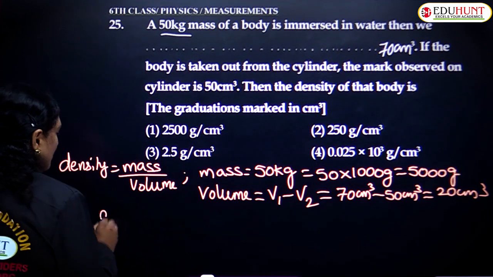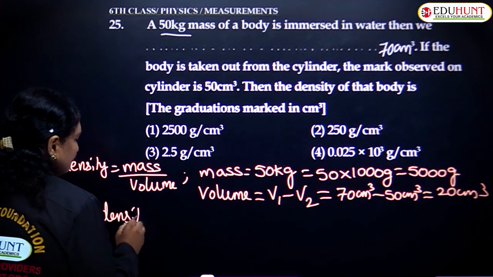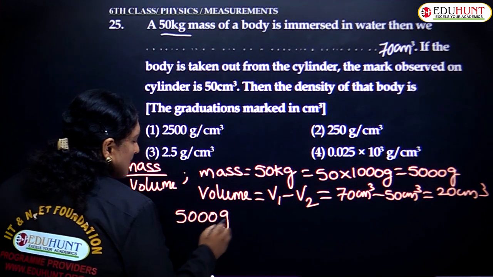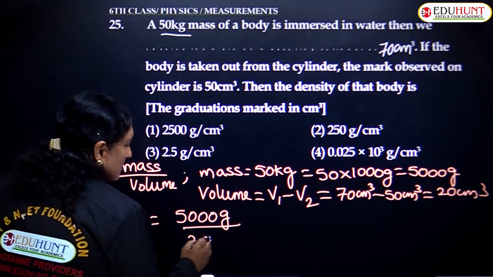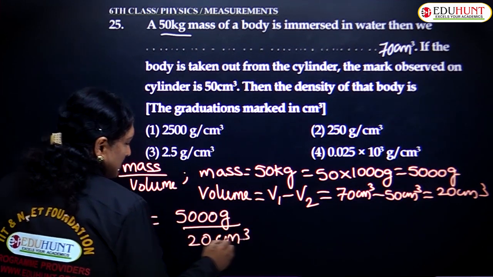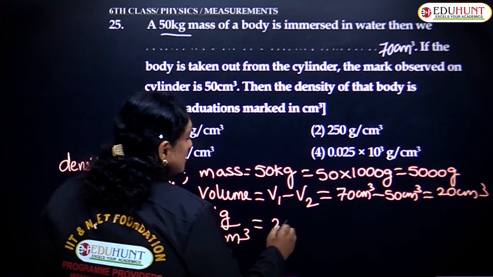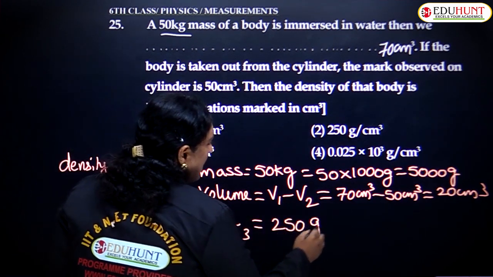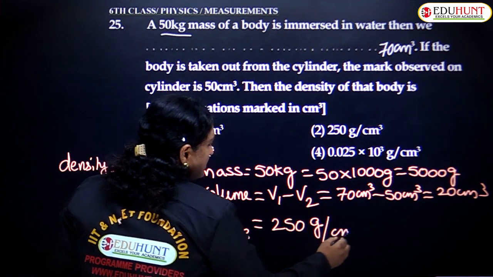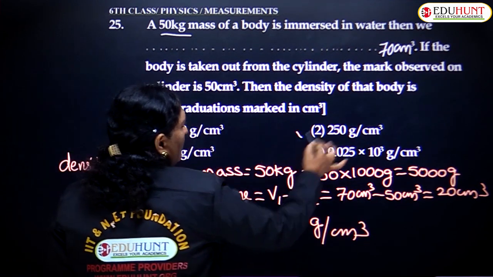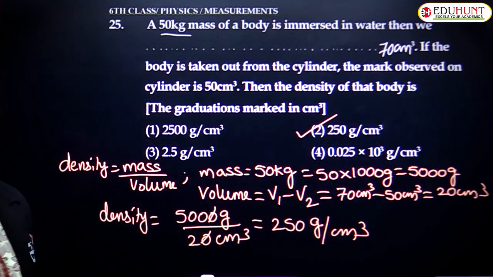Hence, the value of density would be mass, 50000 grams, upon volume, 20 centimeter cube. After simplifying, you have 500 by 2, so you have 250 gram per centimeter cube. Where is 250 gram per centimeter cube? Here goes your answer. Okay.